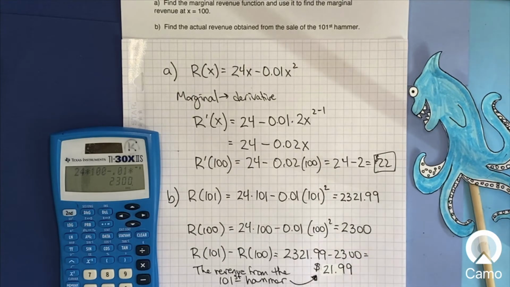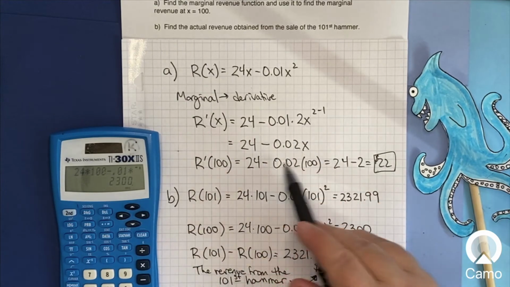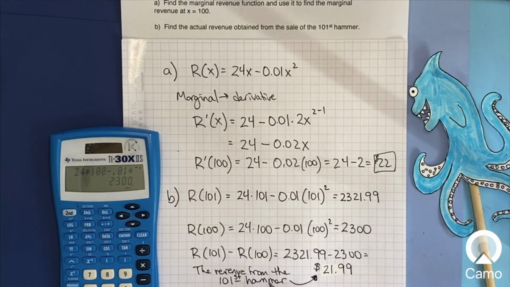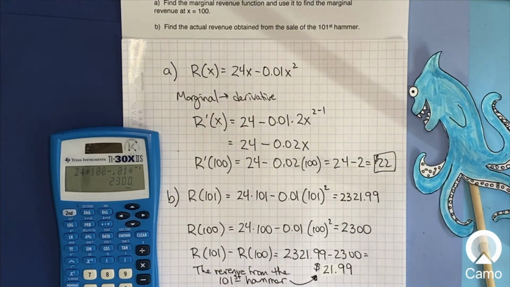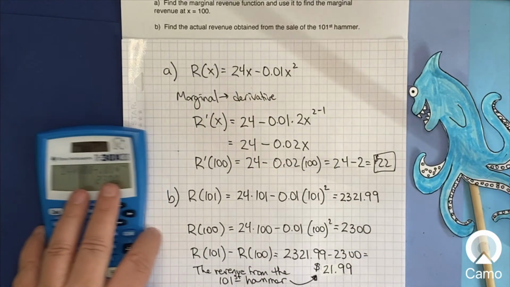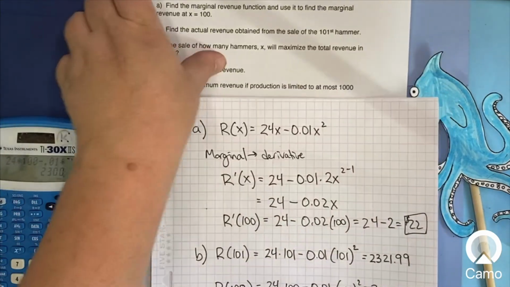So how good was our approximation? Oh my gosh, so good. Can I convince you that this was way easier than doing this? Hopefully I can, because this actually was a little bit faster. So, okay, it's a pretty good approximation. Let's go on to part C.